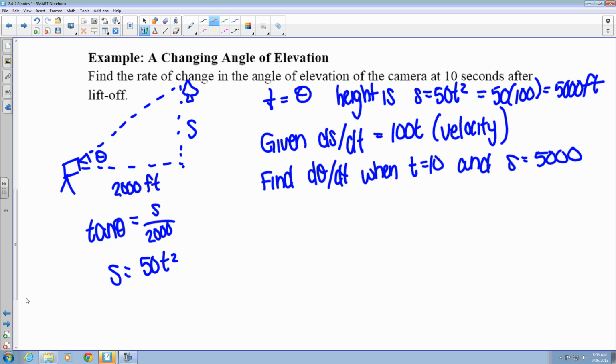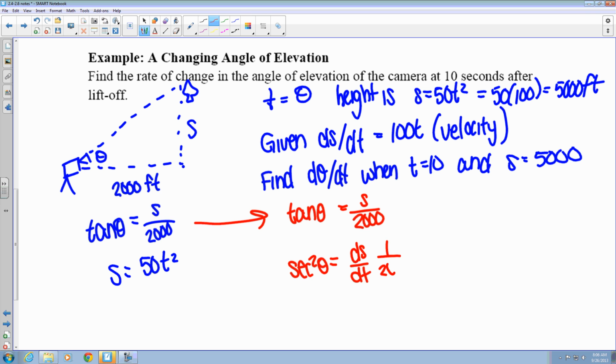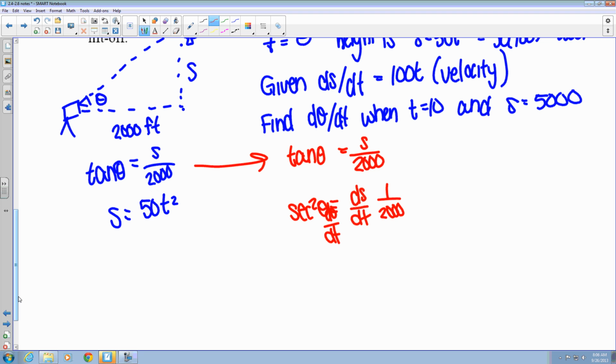So the relationship we're going to use between these two variables is our tangent. Tangent of theta equals s over 2,000. Take the derivative of that. Derivative of tangent is secant squared. And derivative of s is just ds/dt. And the 1 over 2,000 is just a constant, so that stays there. And we want to solve, whoops, we need a d theta/dt over here. Since we want to solve for d theta/dt, we need to get rid of that secant squared. If we divide by secant squared, it becomes cosine squared on the other side.